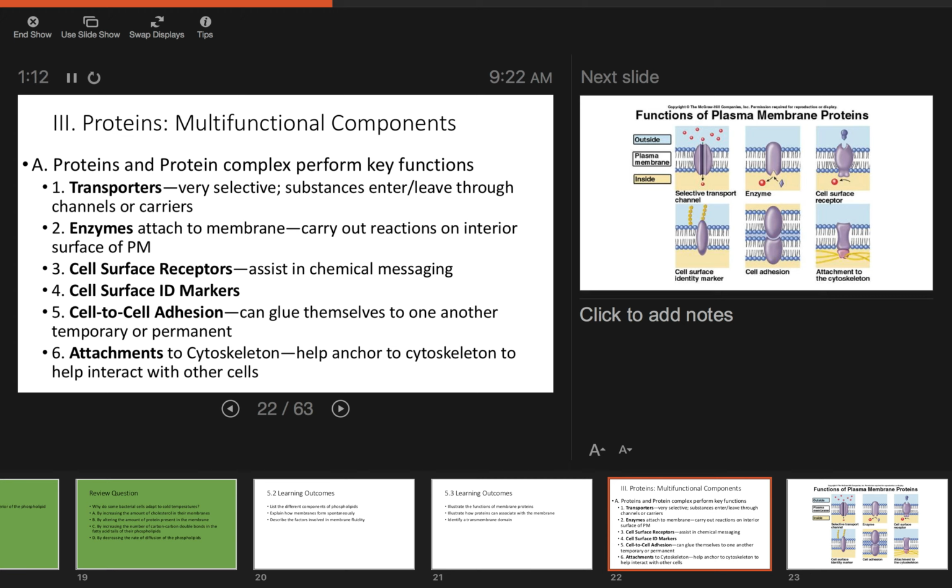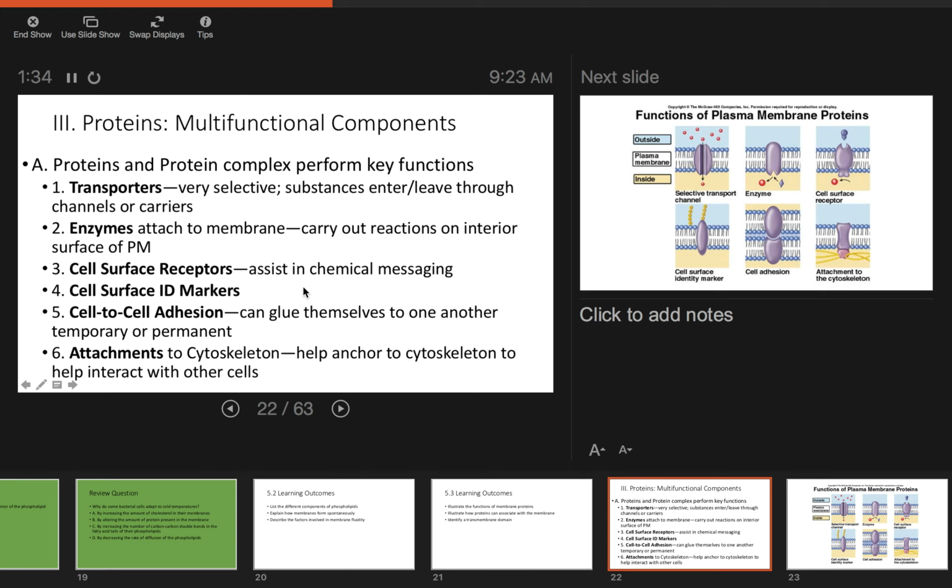They can be transporters, which we're going to talk more in depth about here today and when you come back from the weekend, but they're very selective. Substances enter and leave through these channels or carriers that are made of proteins. A second job is with enzymes, which means they attach to the membrane, and their main job really is to carry out reactions. These two kind of go hand in hand.